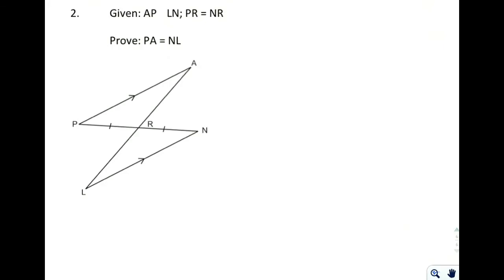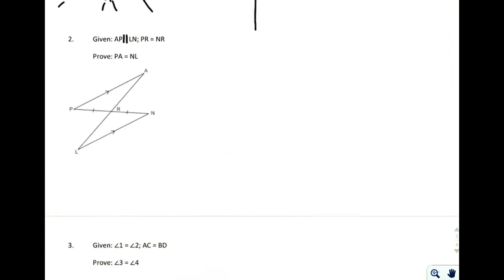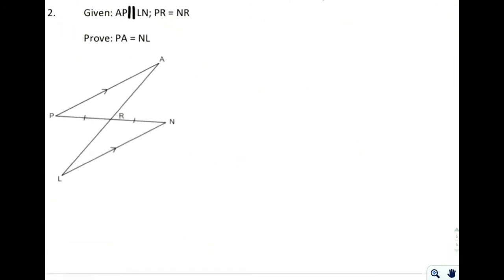Start our next proof here. We are given that line AP, and we're not told this, is parallel to, we need to write that in if that's missing, LN, and we're told that PR equals NR. Our goal here is to prove that PA, the length of PA, is equal to the length of NL. So let's make sure that PA is equal to NL.